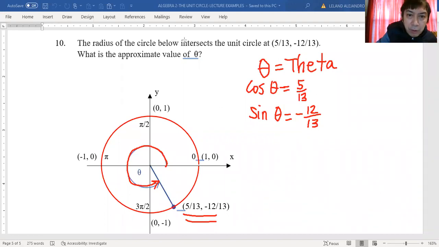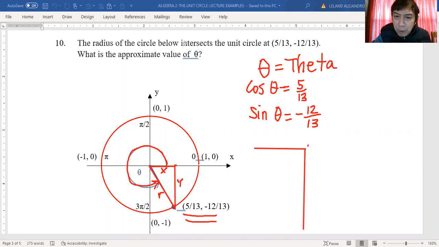In the diagram, we can start projecting the triangle. The radius is the hypotenuse with the length of 1. This will be the x, this will be the y, and this is the r, which is equivalent to 1. If we make our right triangle larger over here, it will be something like this. This is our y, this is our x, and this is the r.